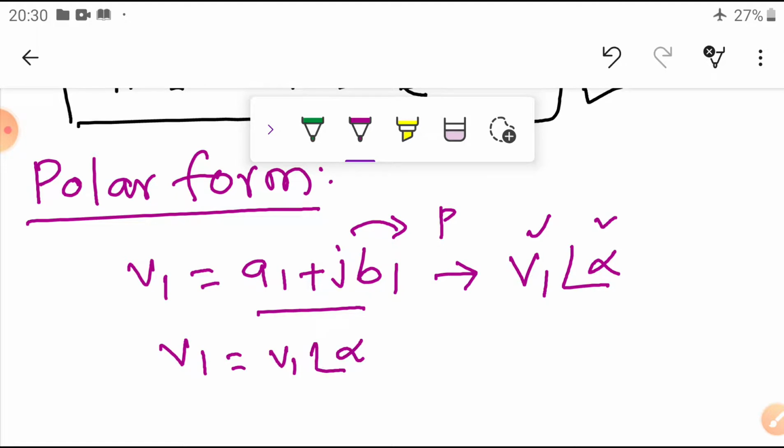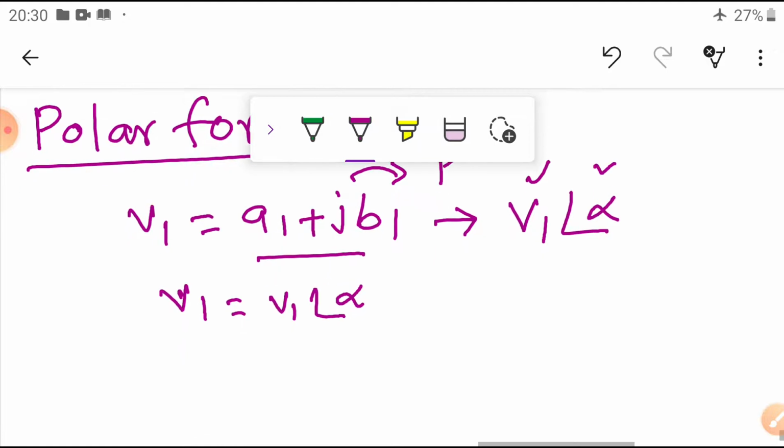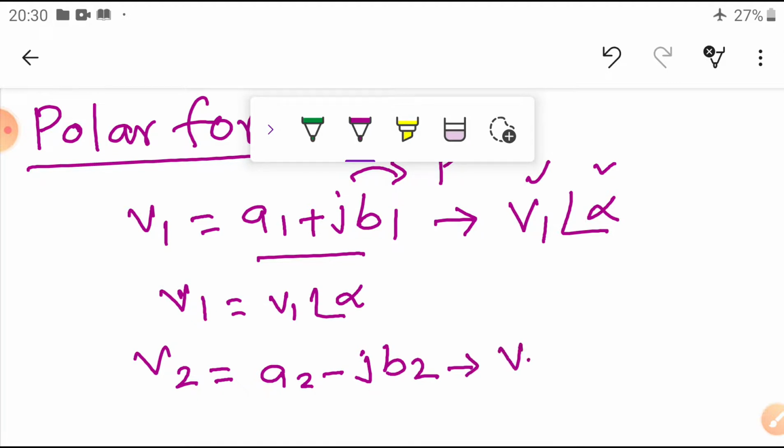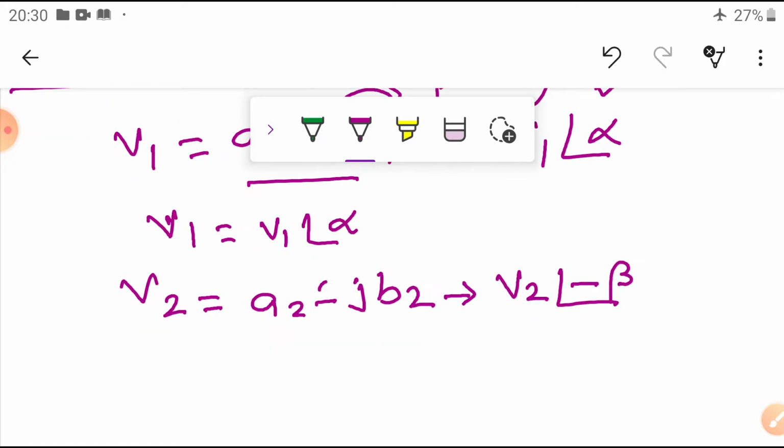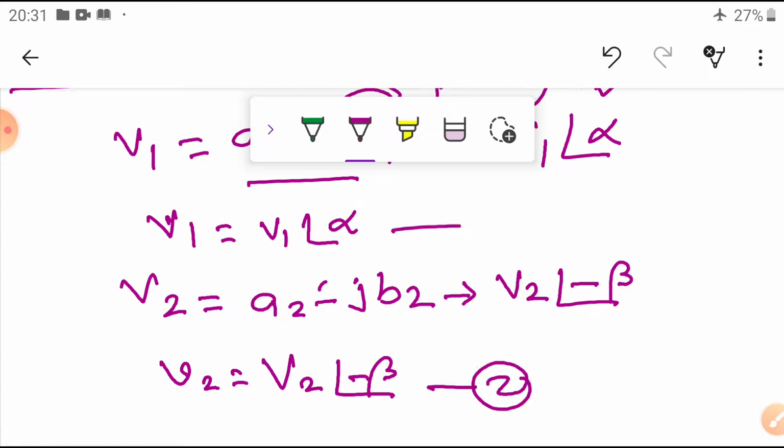Okay. Now, we can take small v. Next, similarly V2. What is V2 given? Here A2 minus j of B2 is given. Then you convert it. So, V2 at an angle of minus beta, because here a minus value is coming, minus beta. Whatever the value is given, simply take it. So, V2 is equal to magnitude V2 at an angle of minus beta. Okay, so this is the second equation, this is the first equation.